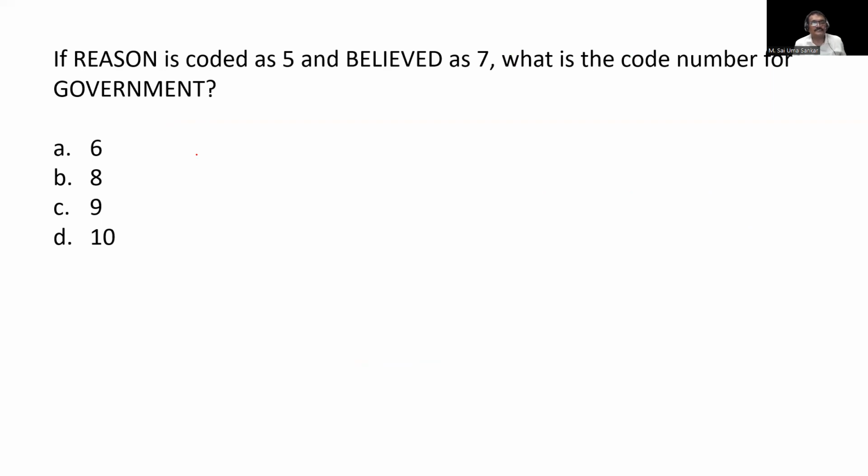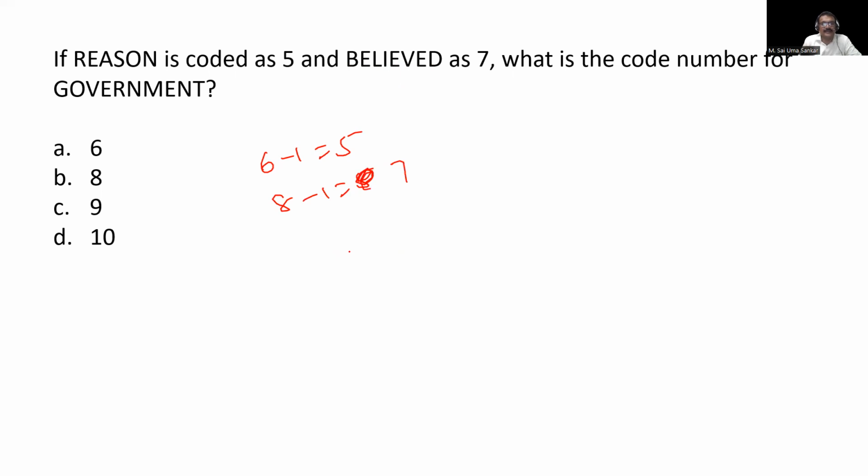Next, if reason is coded as 5, believed is coded as 7, then what is the code number for government? In this simple question, how many letters are there in the word reason? That is equal to 6. Coded as 1 less, that is 6 minus 1, which is equal to 5. What about believed? 1, 2, 3, 4, 5, 6, 7, 8. 8 minus 1 is equal to 7.